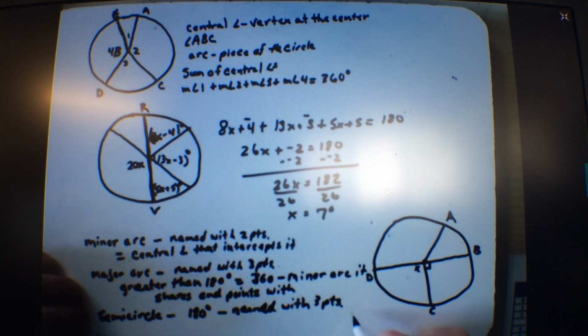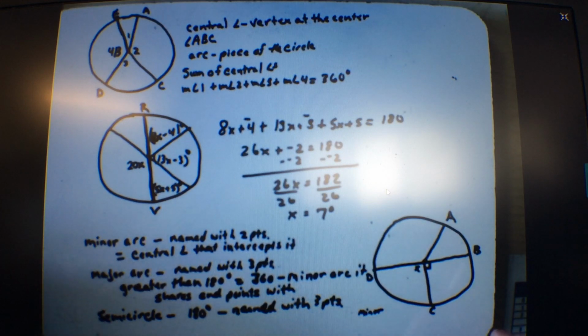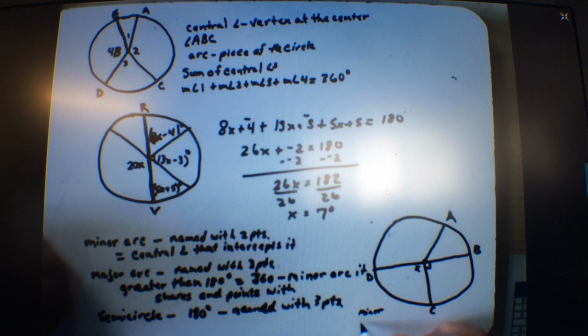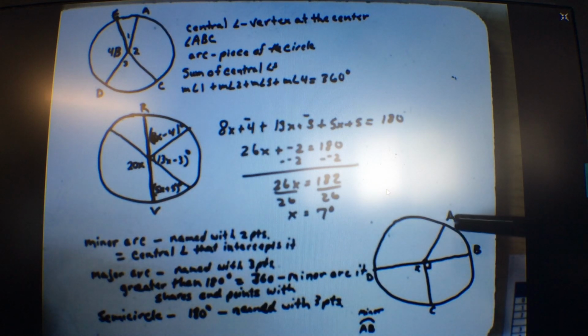Okay, so a minor arc. Name a minor arc. Minor arc is what? Okay, so what you do is you put this arc like this. This says that AB is a minor arc. It's less than 180 degrees.